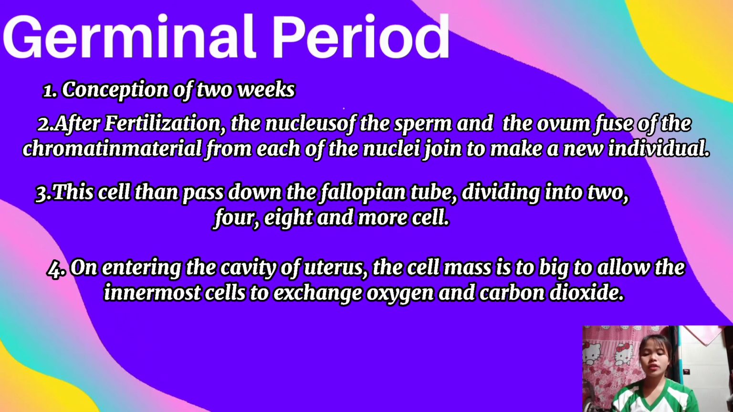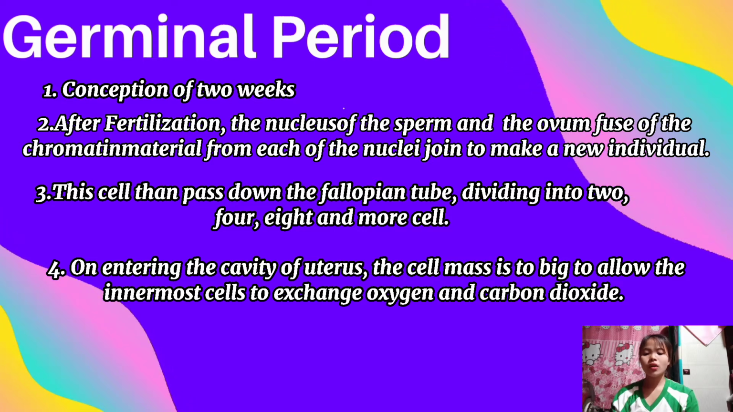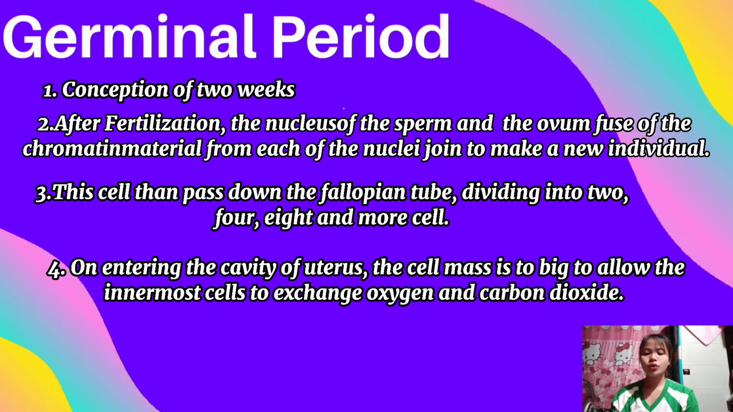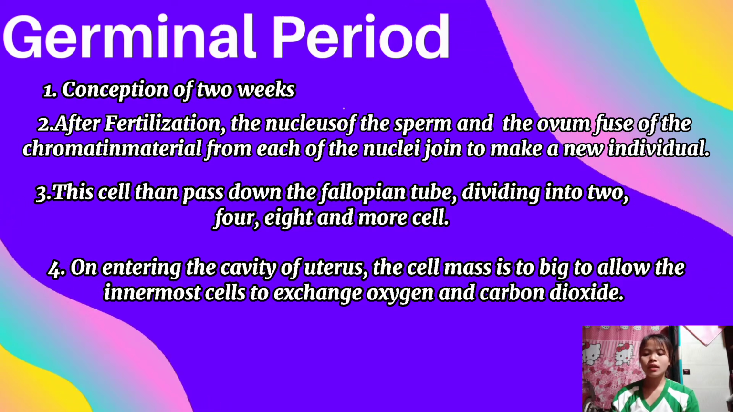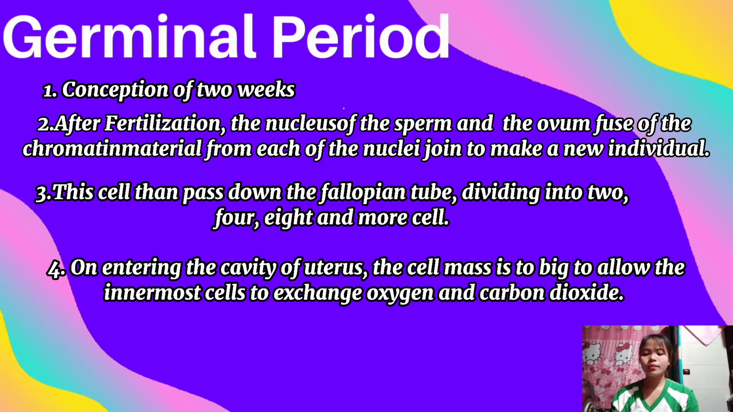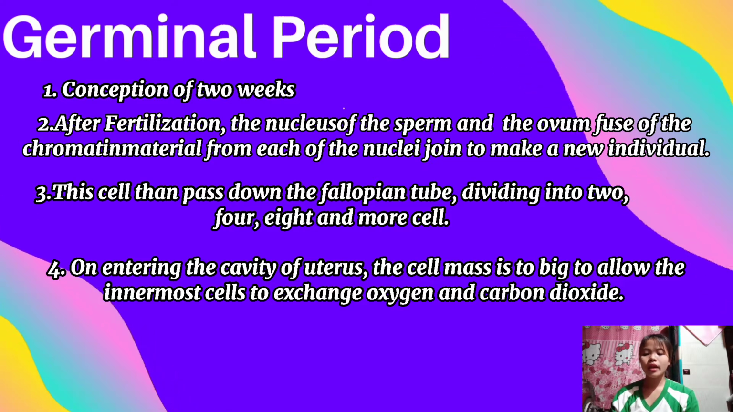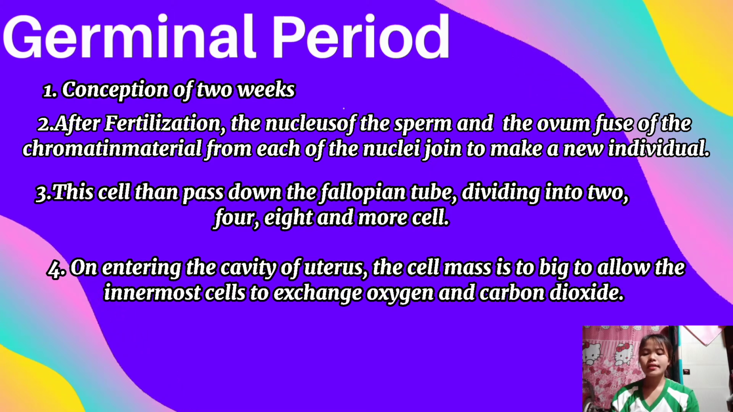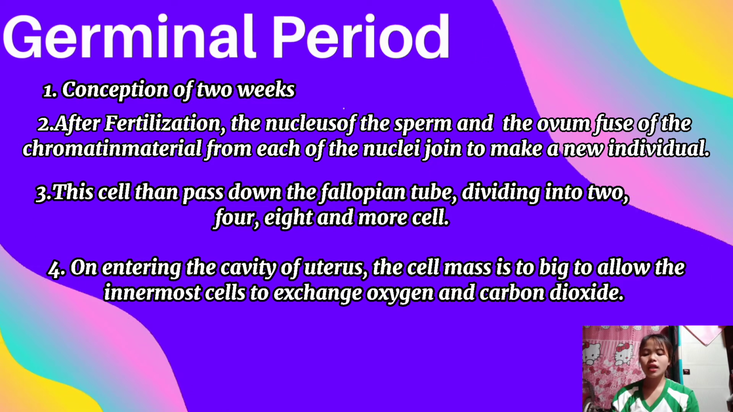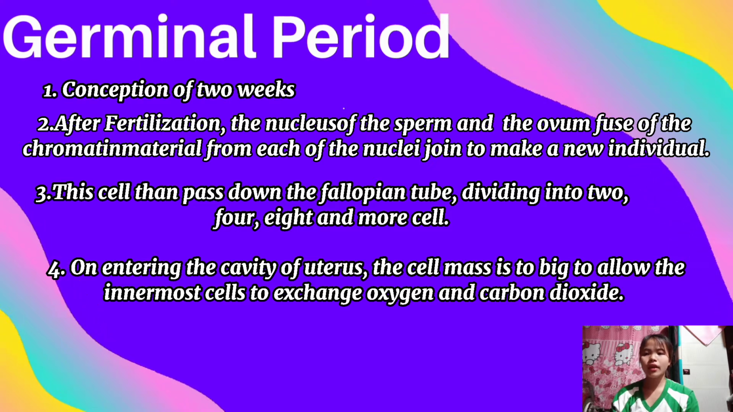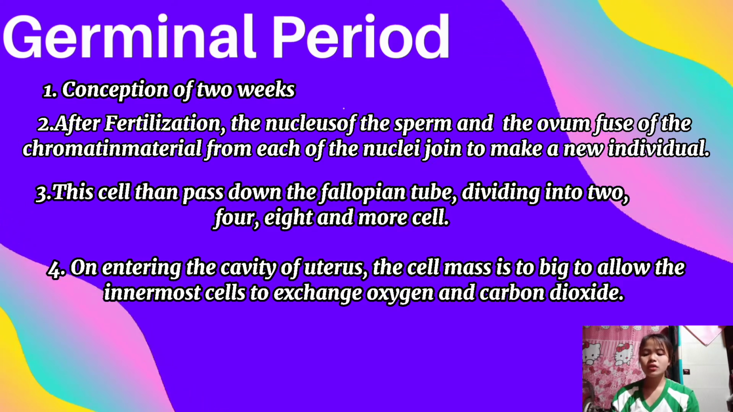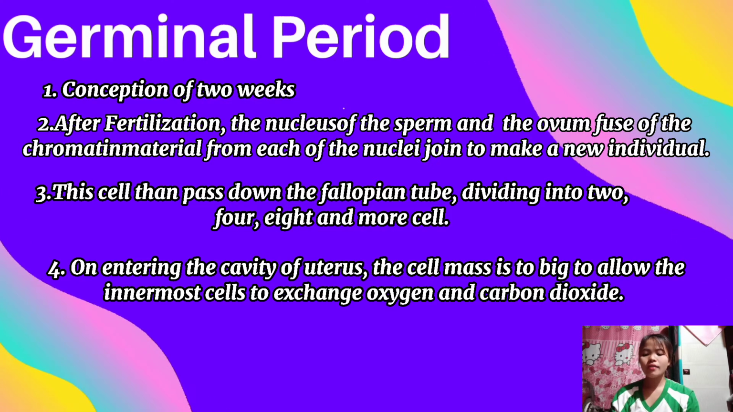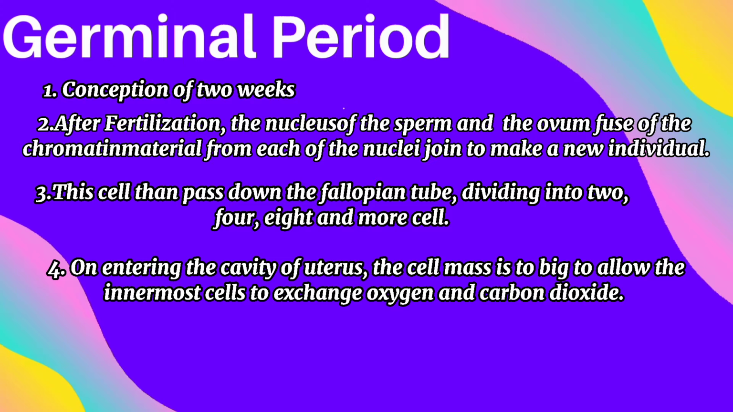After fertilization, the nucleus of the sperm and the ovum fuse, and the chromatin material from each of the nuclei joins to make a new individual. This cell then passes down the fallopian tube, dividing into 2, 4, 8 and more cells. On entering the cavity of the uterus, the cell mass is too big to allow the innermost cells to exchange oxygen and carbon dioxide. During this period, small tendrils begin to project from the outer wall of the zygote and burrow into the wall of the uterus.